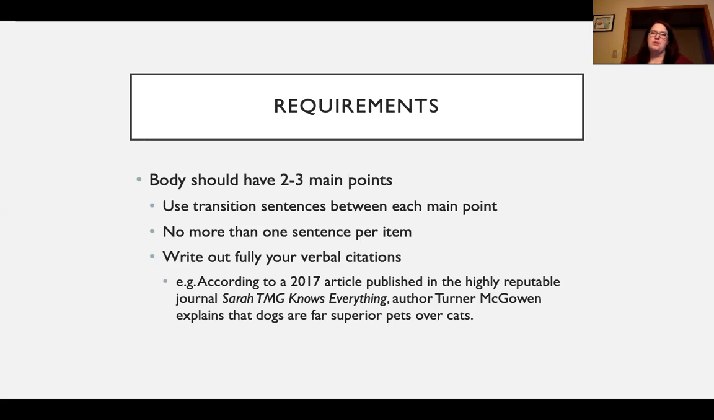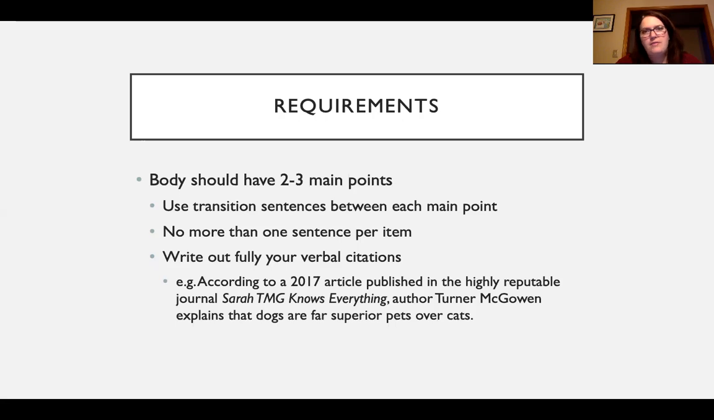Another thing that's really important to me is that you include no more than 1 sentence per item. I'll explain what I mean by item, but basically anytime you have a main point, a sub point, a supporting point underneath that, it should be no more than 1 sentence long. The exception to that is if you have a direct quote that is multiple sentences. And really, I would try to limit those as much as you could, try to paraphrase instead.